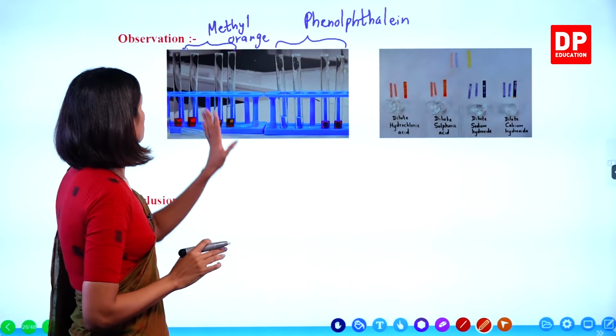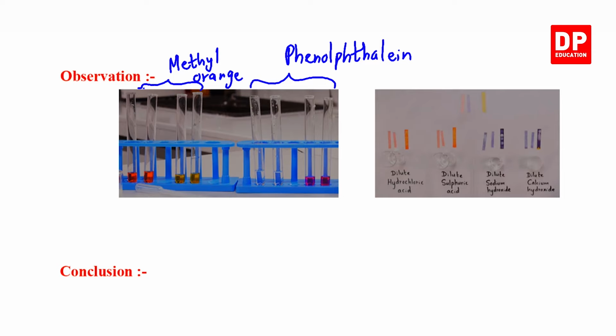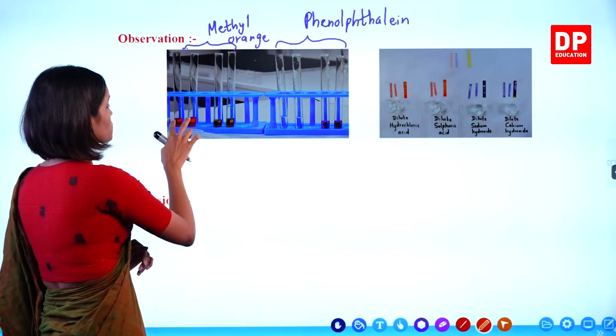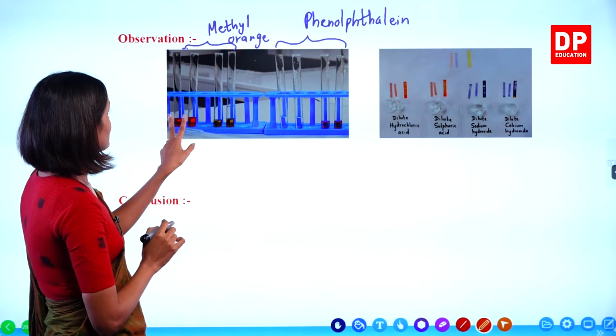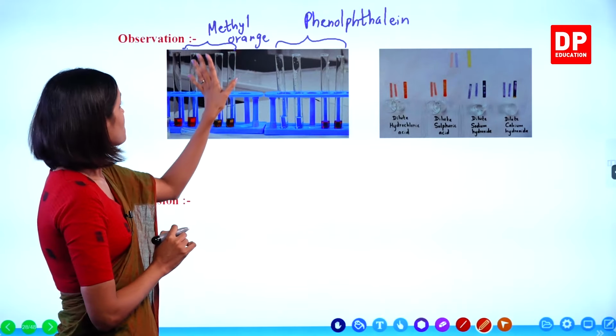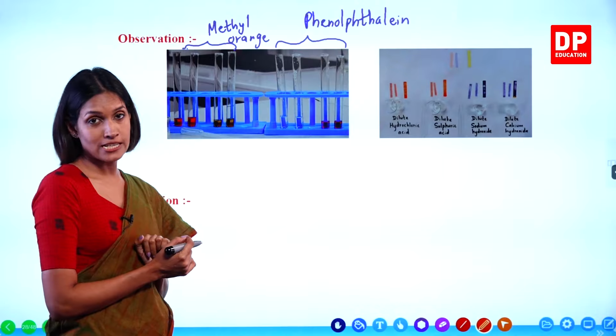Okay children, so methyl orange and phenolphthalein. Here the first two test tubes contain dilute hydrochloric acid and dilute sulfuric acid. Then dilute sodium hydroxide and dilute calcium hydroxide. Here also the same, right? So the first two are acids, the next two are bases. Look at the color, you can see with methyl orange, acids give red color, bases give orange color, right? Or dark yellow in color.